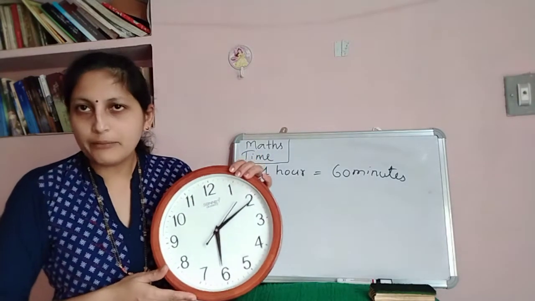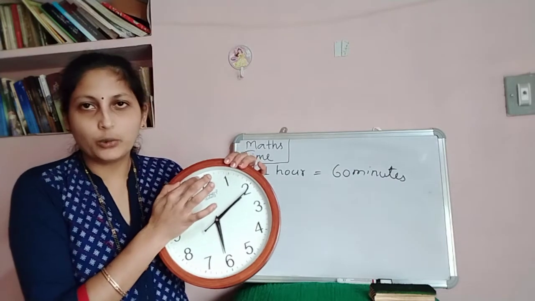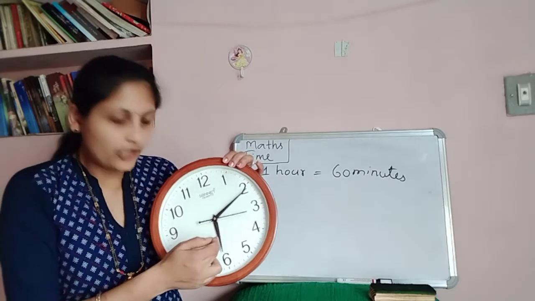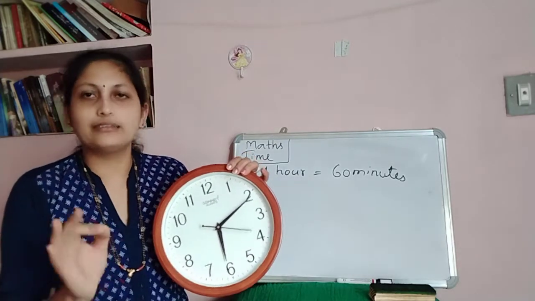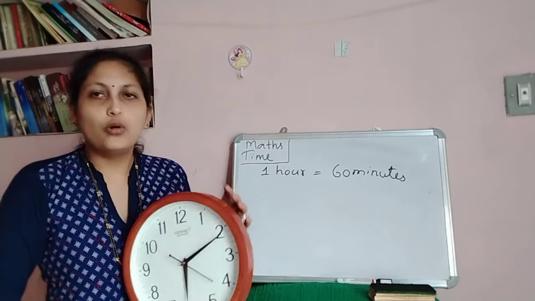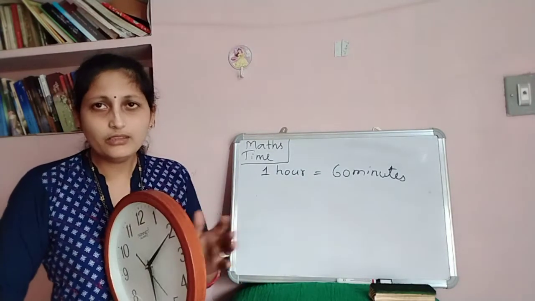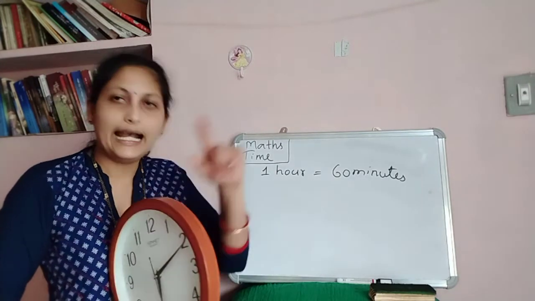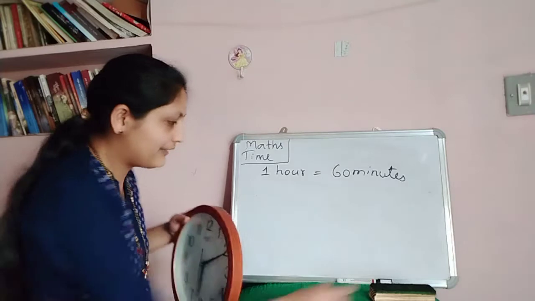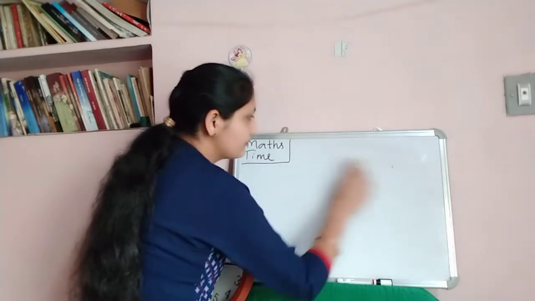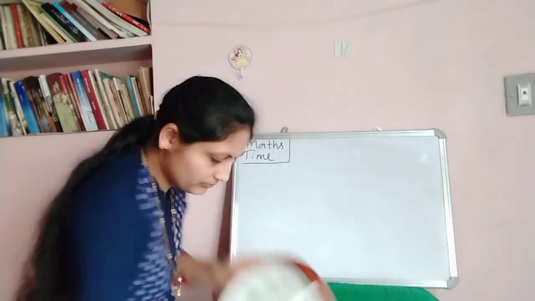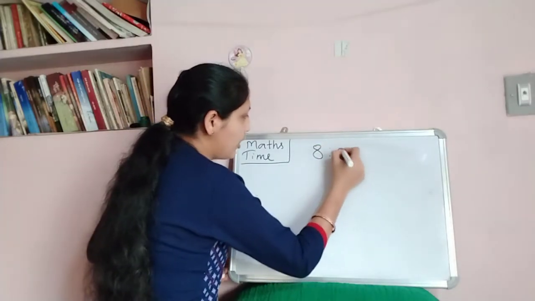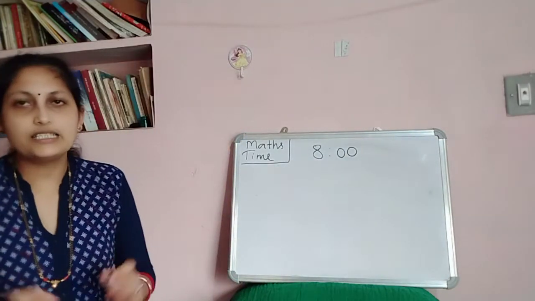So how to read the time? You should see where is the short hand, and where is the long hand. That is the time in the given clock. So in this chapter you have to learn to read and write the time, and also should learn to draw hands for the given time. So for example, I'll give you 8 o'clock like this. You have to draw hands for this clock.